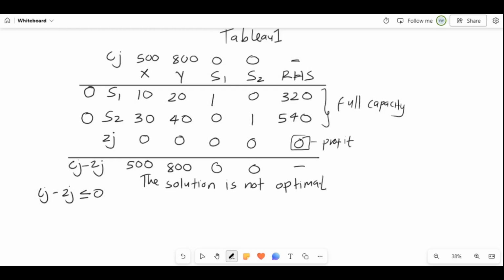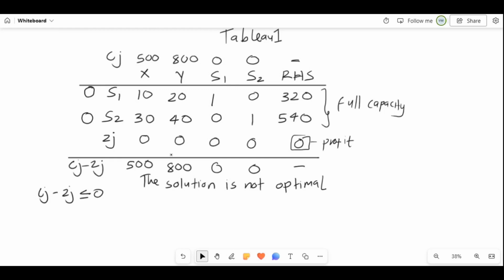And how do we know it is not optimal? Because the Cj minus Zj values are not meeting this criterion of less than or equal to 0. You can see that we have the 500 and the 800, which are all positive values. So if the solution is not optimal, what do we do? We have to move from tableau 1 to tableau 2, but before we do, we have to look for a pivot column and a pivot row. The pivot column has the entering variable, and the pivot row will have the leaving variable.